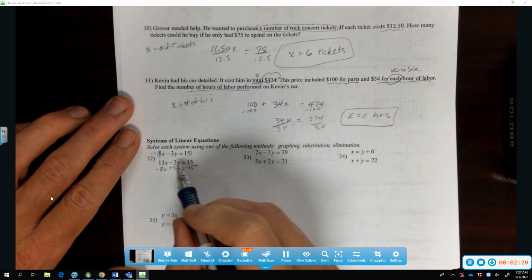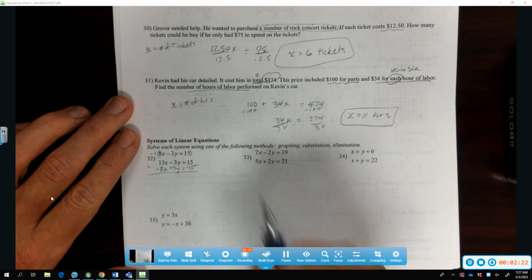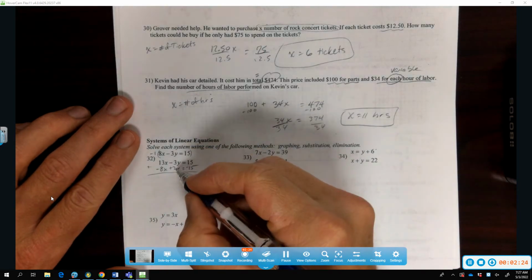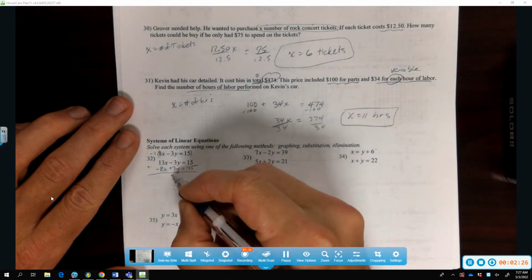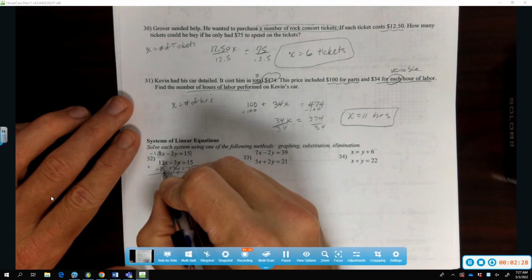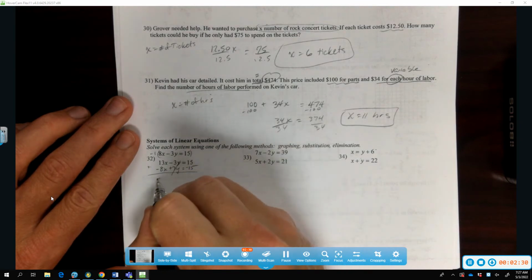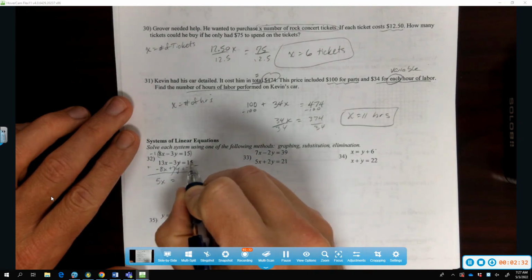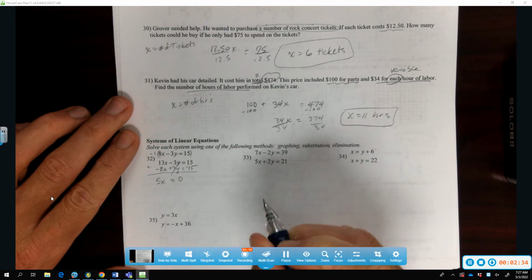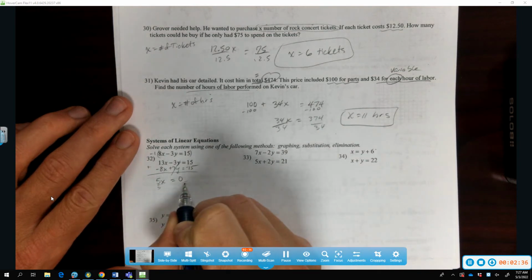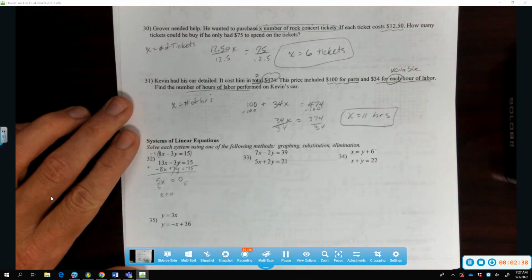Now I did that because now I can eliminate, right? The whole purpose of elimination is to eliminate a variable. If I have 3y and I subtract 3y, the y's go away. So we have 13x minus 8x is 5x, is equal to 15 minus 15 is 0. We're going to divide by 5 on both sides, so we get x equals 0.